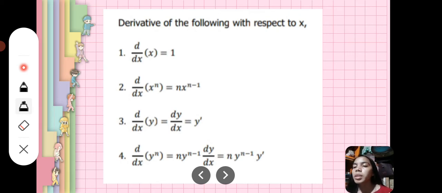And for the fourth one, the derivative of y to the power of n with respect to x is equal to ny to the power of n minus 1 dy over dx, or it can be ny to the power of n minus 1 y prime. So we can use these derivative rules for our examples or for the activities.